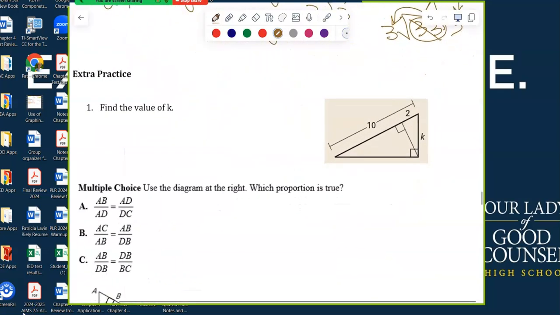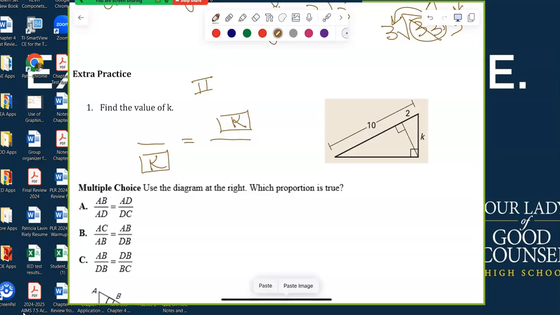Look at this one now. Same idea. I'm trying to find a leg, so I'm still working with that second theorem. Find the value of k. Well, k is the leg, and the leg is defined as a geometric mean. Here are the geometric mean boxes, low and high. Put the k both places, and that's the geometric mean between the piece of that hypotenuse closest to that leg and the entire hypotenuse. So therefore, k squared is going to be 2 times 10, which is 20.